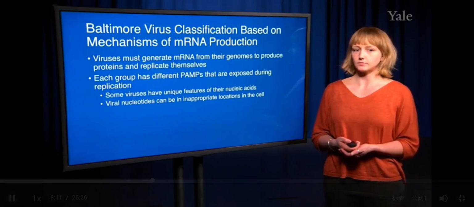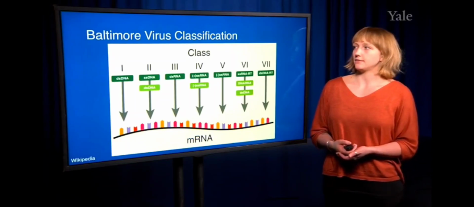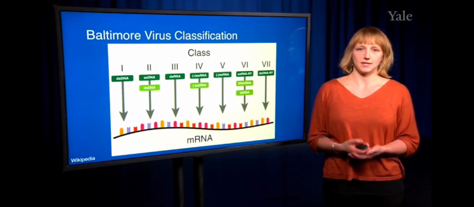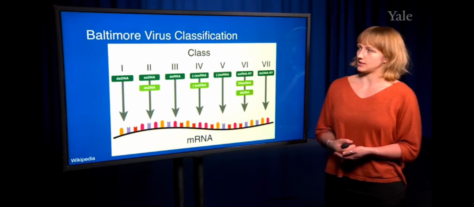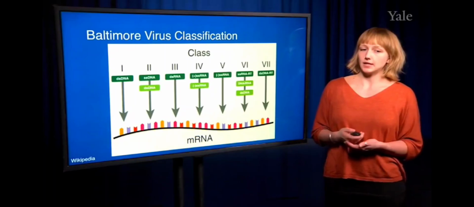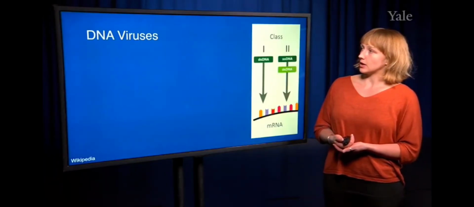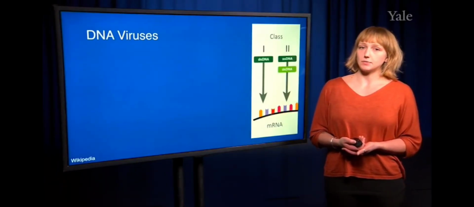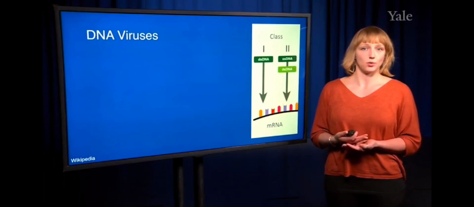Now, this is a very general classification based on the Baltimore virus classification system. So we have 7 different classes of viruses that we will be delving into, but in general, they're grouped into DNA viruses, RNA viruses, and reverse transcribing viruses, which I will get into the details of. So let's dive into those. So in our DNA viruses, we have 2 classes. We have class 1 and class 2 viruses.